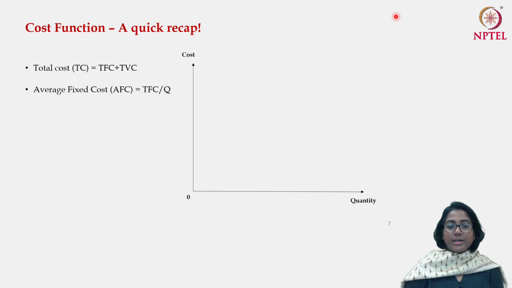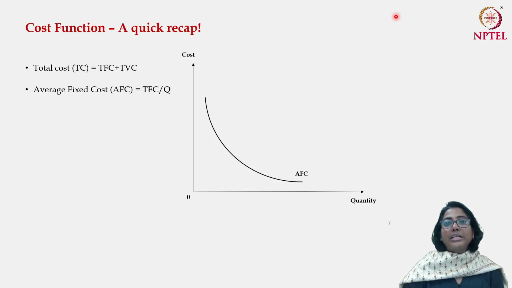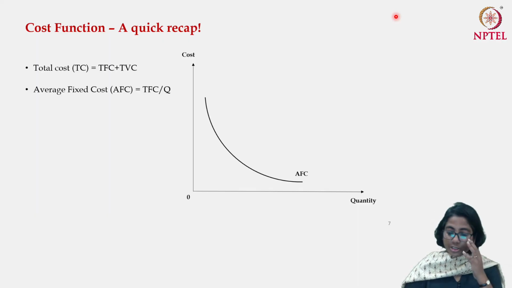We will start with the average fixed cost. So if we plot the average fixed cost in cost quantity plane, what we essentially get is a rectangular hyperbola. Because if average fixed cost is multiplied by quantity, then what we get is total fixed cost, which is constant. The other observation is it's continuously declining. So initially you have made some investment.